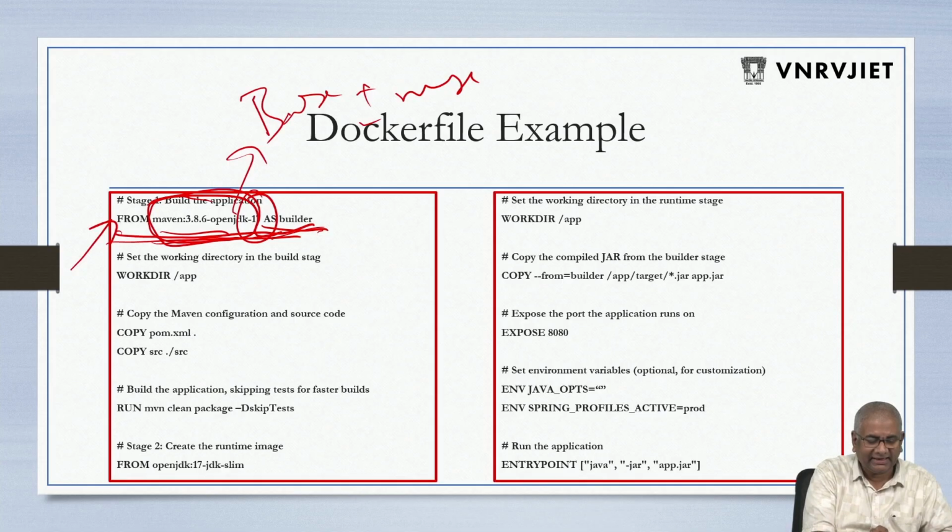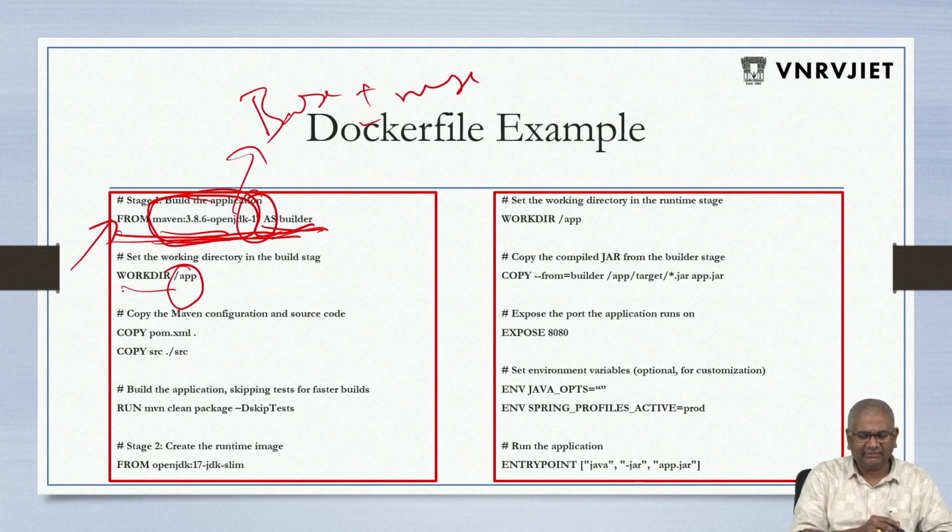Now, this second command is working directory. That means it is following Linux notation. So I will say working directory /app. So from the app folder, I want it as the root directory.